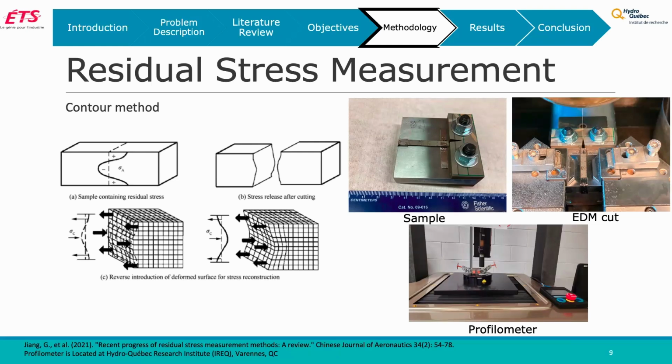So basically, the idea behind that is if we assume that we have a sample that contains residual stresses, when we cut it in half, the residual stresses will be released and deform the cutting surfaces. If we measure the deformation and implement that in the finite element model, we can estimate the residual stresses prior to the cutting.